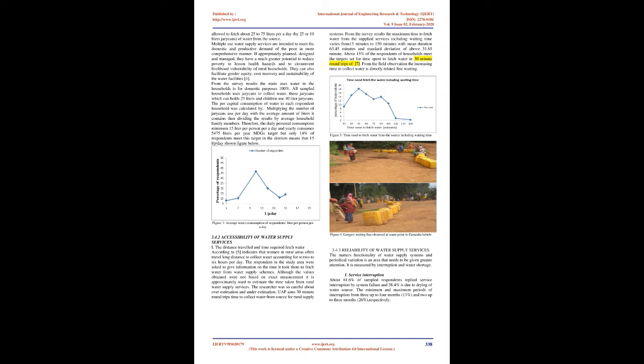Therefore, the daily personal consumption is a minimum of 15 liters per person per day, and yearly consumption is 5,475 liters per year, the MDG target, but only 14% of respondents meet this target in the districts, meaning 15 L/P/day, as shown in the figure below. Figure 3, Average water consumption of respondents, liters per person per day.